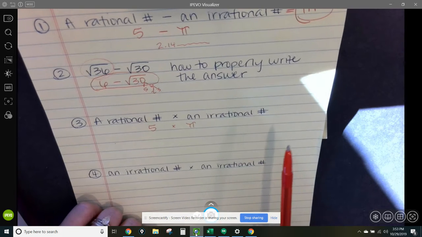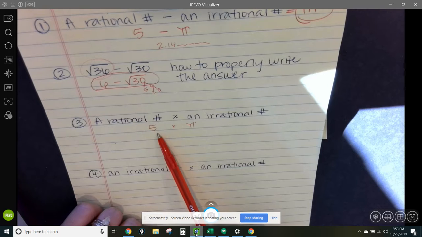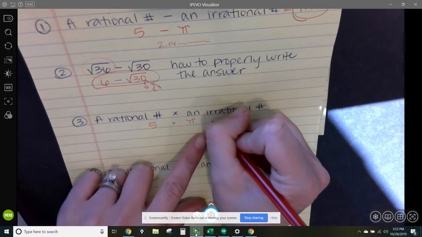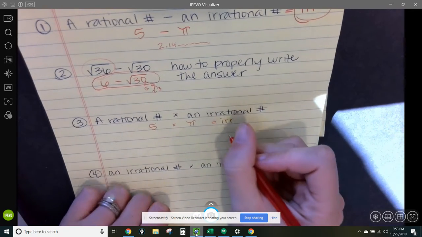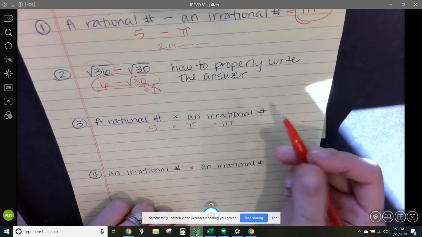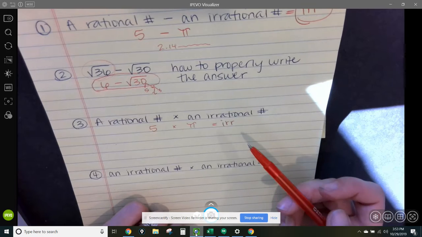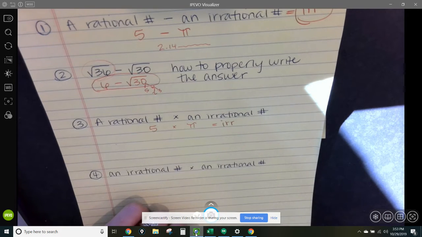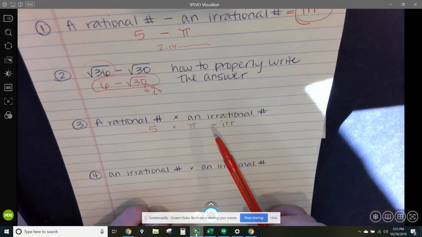Okay, but now the question is, could you find something to multiply by to make this not be irrational? I know that the answer could be irrational because I just showed that here. But is there any way to make it equal a rational number? So that's what you need to figure out to answer number 3. So think about that for a minute. Is there any way to make that turn out rational?